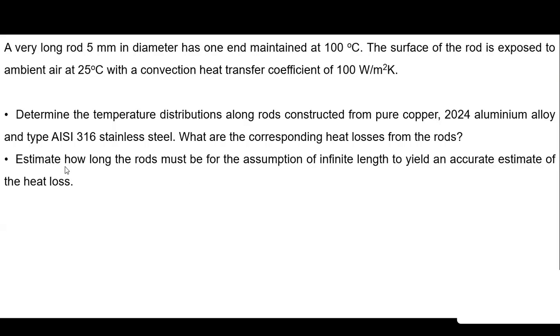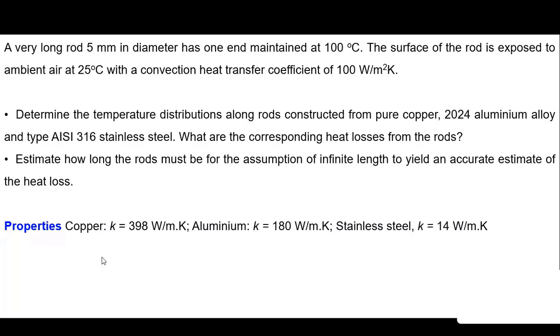And second, estimate how long the rods must be for the assumption of infinite length. I already defined that the length corresponding to mL equal to 2.65 is to be taken as the fin with infinite length. So we can use this assumption and find out what is going to be the infinite length for each of these three materials. So what is given? The properties are known. Thermal conductivity of copper is 398, aluminum is 180, and stainless steel is very small, 14. So stainless steel has the lowest thermal conductivity, aluminum is medium, and copper is the highest.